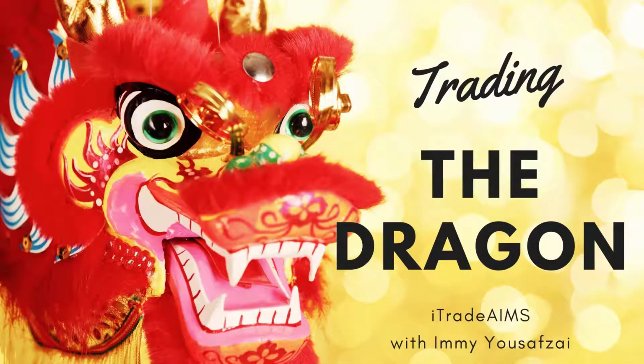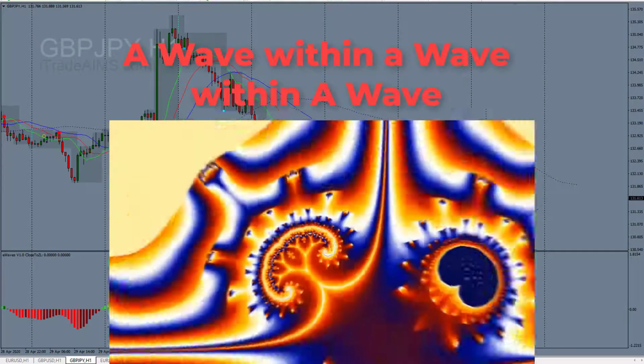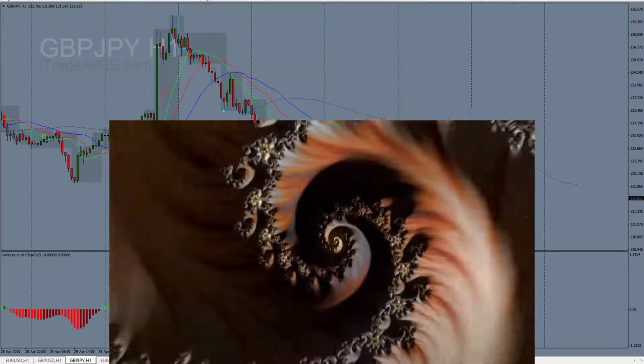Not the dragon from Game of Thrones, but the dragon of the Forex market. If you don't know it, it's GBP JPY. It's a combination of two highly volatile pairs, the pound and the yen. It moves a lot. The story is a setup within a setup within a setup, a wave within a wave within a wave.